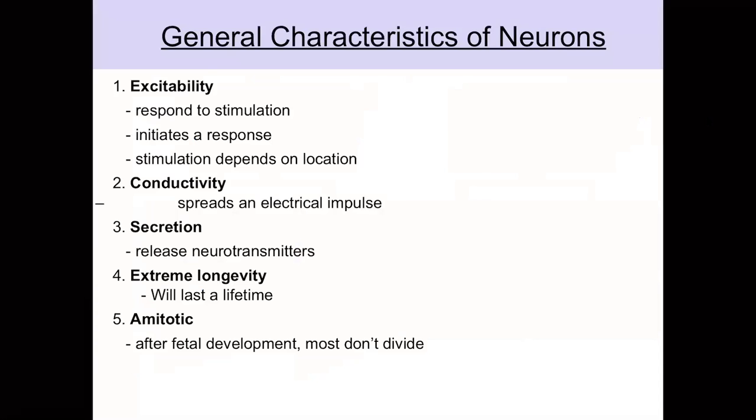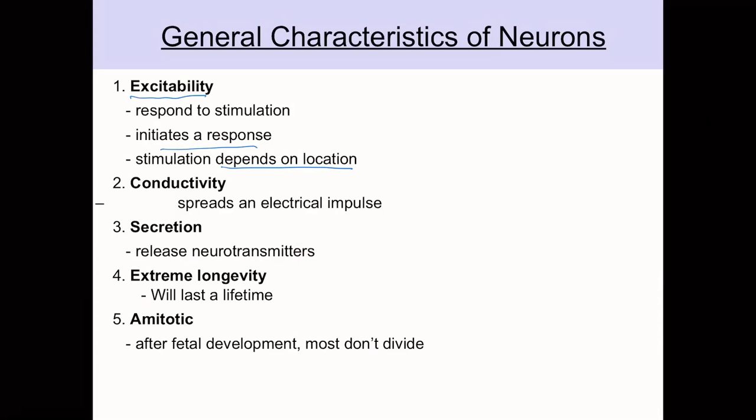Okay, now let's talk about neurons. The fundamental or general characteristics of a neuron are these five things. So one is that they are excitable. They can respond to external stimulus in the environment. So they know what's going on. They can initiate a response. Depending on where they are determines how they're stimulated. So if it's in your eye, it's going to be stimulated by light. If it's in your ear, it might be stimulated by sound.